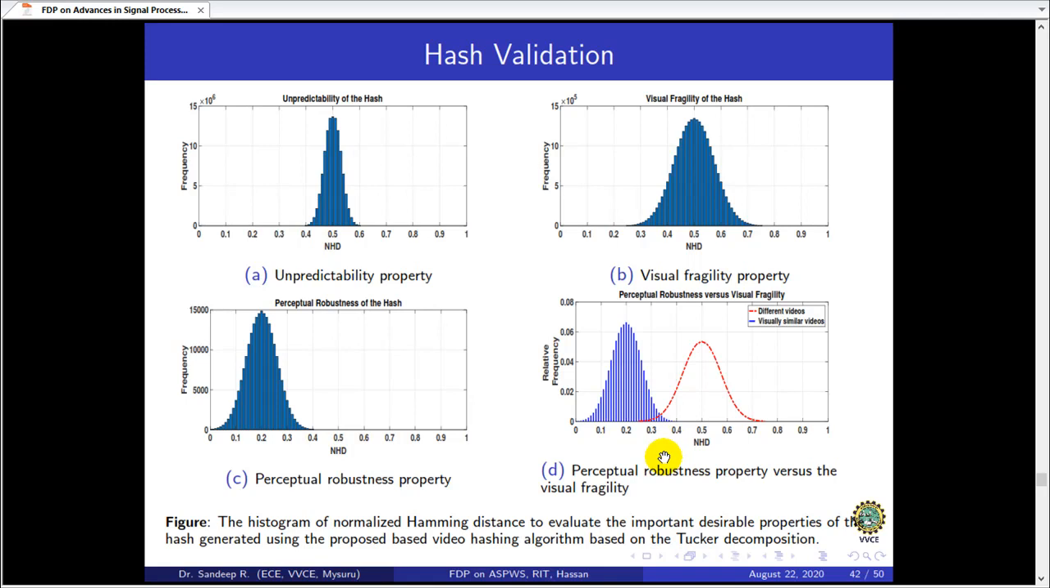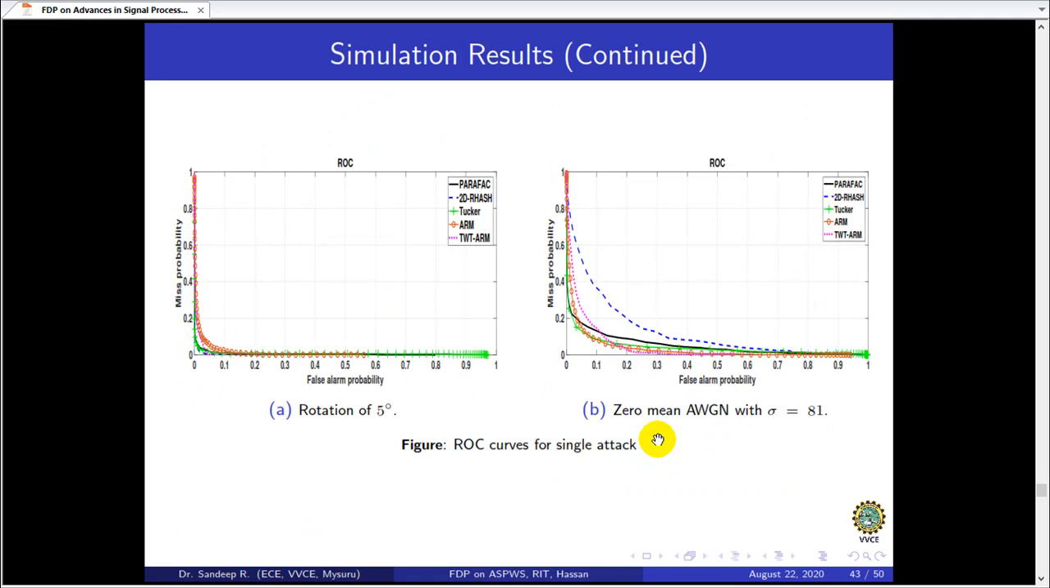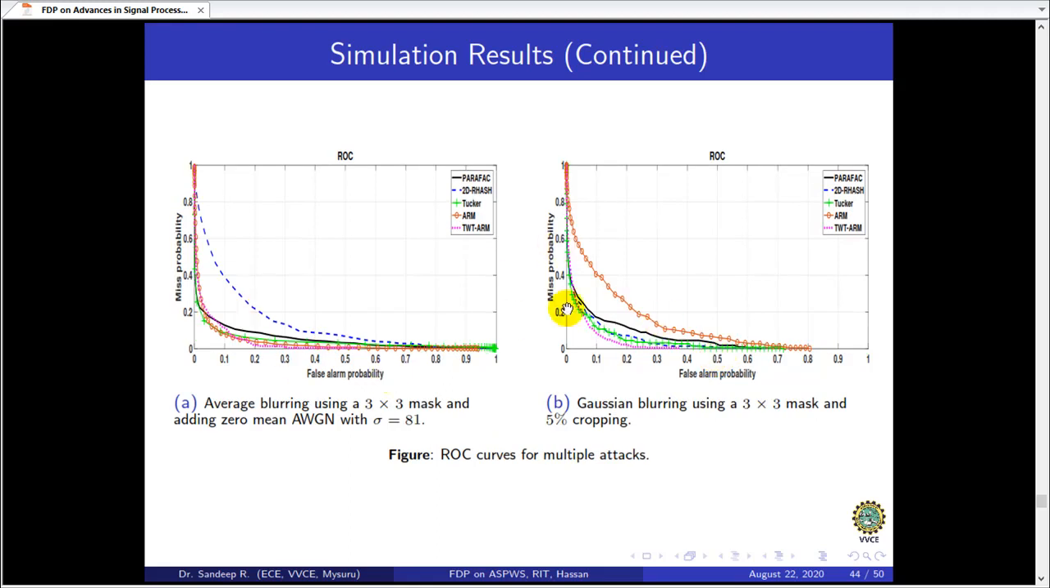And hence we can say that the performance of the algorithm for, say, retrieving near duplicate videos or classifying them would be considerably better. Again, we are trying to evaluate the performance of the video hashing algorithm using the receiver operating characteristic curve, that is the plot of miss probability and false alarm probability. If the area under the ROC curve is minimum, that is the best performing algorithm. For the Tucker decomposition, it is in light green. You can see that it has performed really well for most of the single and multiple image processing attacks.